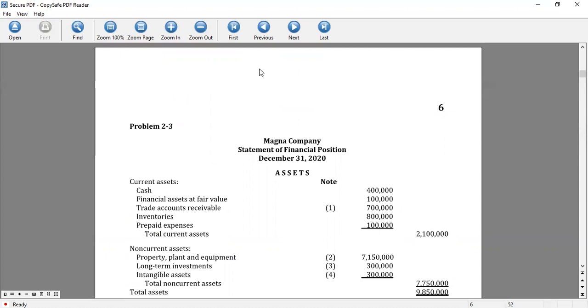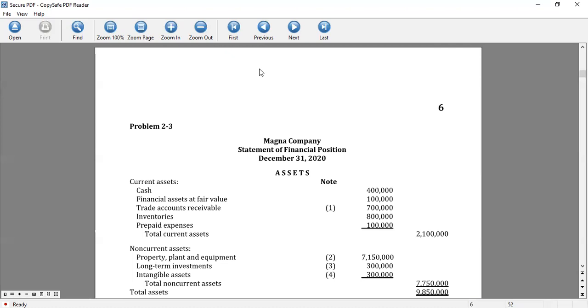In paragraph number 3, the current assets include cash of 400,000, accounts receivable 750,000, less 50,000 for allowance, so we have the net amount of 700,000. Inventories 800,000, and prepaid expenses of 100,000.